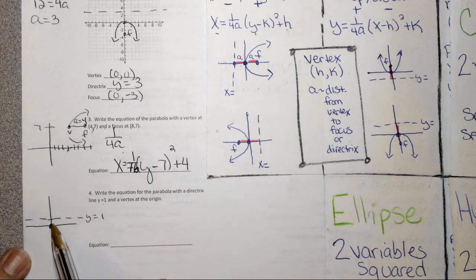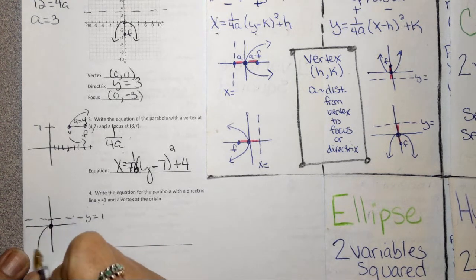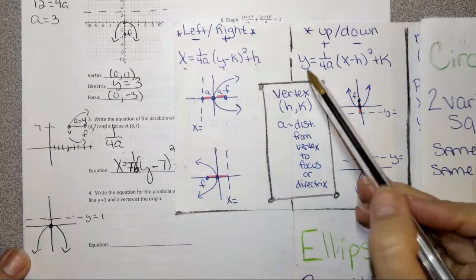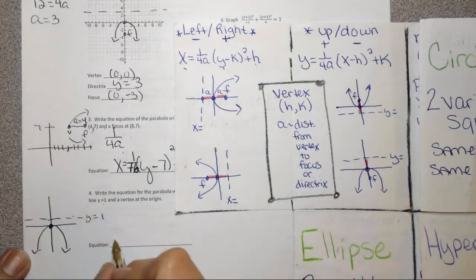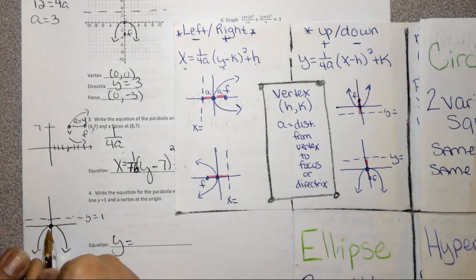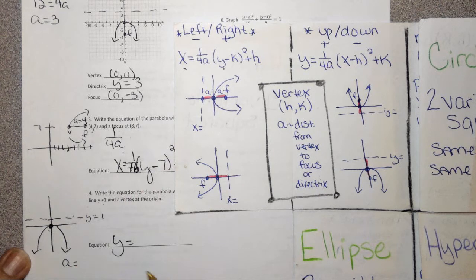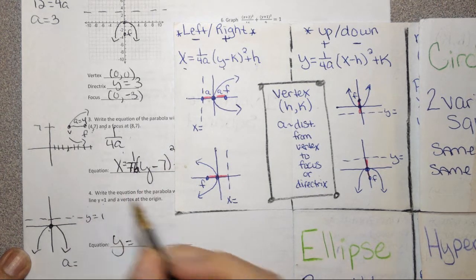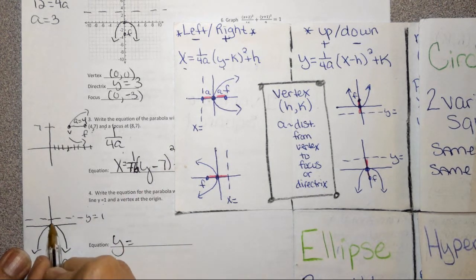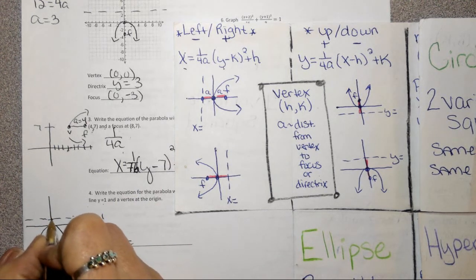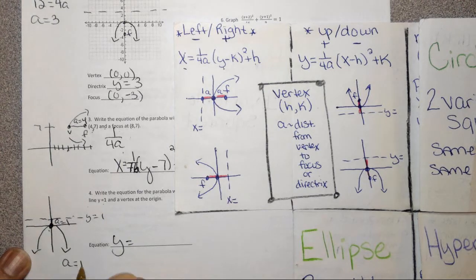Remember, your focus is always inside the parabola, but your directrix is outside. That means that I'm going to need a parabola that opens this direction. Because it's an up and down parabola, my equation needs to start with y equals. Because I'm at the origin, I don't need any parentheses. I just need to know what is my a. A is the distance from the focus to the vertex, or it's also the distance from the vertex to the directrix. So A is equal to 1.